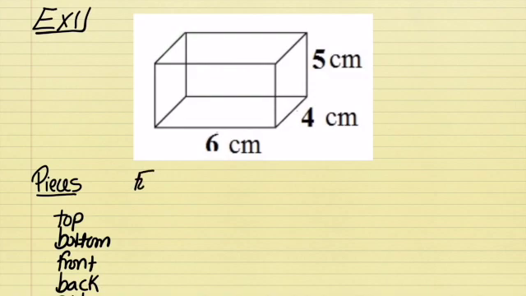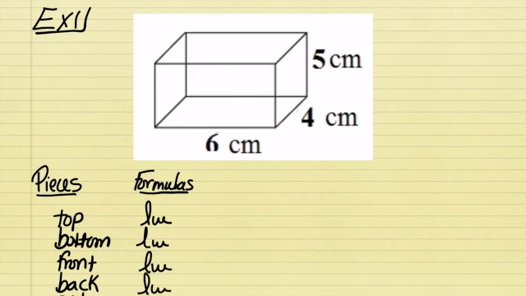The next thing you're going to do is write all the formulas for area. Every single shape on here is a rectangle. To find area of a rectangle, it's length times width. So for each one of these, it's length times width, length times width, and so on. Okay?